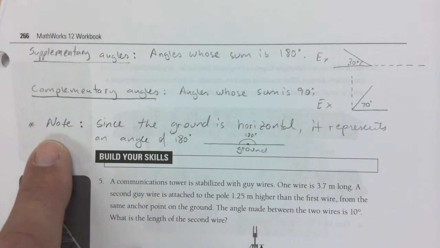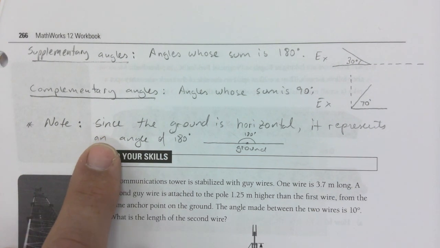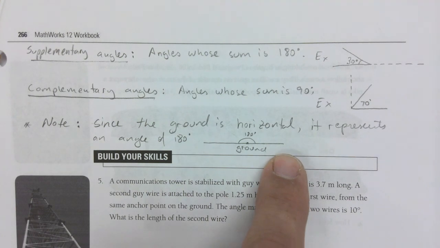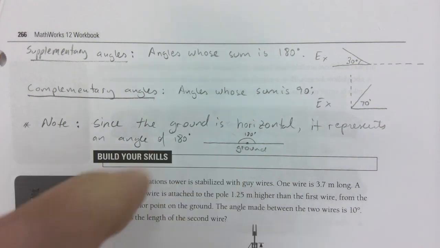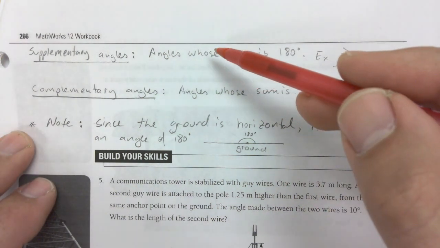And here's the big note that a lot of students forget, and you will encounter a problem here. Since the ground is horizontal, it represents an angle of 180 degrees. So the ground is always known as 180. It's a straight line, okay? So if you measure from one point to the other, it's 180 degrees. If you have any line coming into that, you split it into 2 angles, but they always add up to 180. So using a different color, I'm just going to say here, angles whose sum is 180.